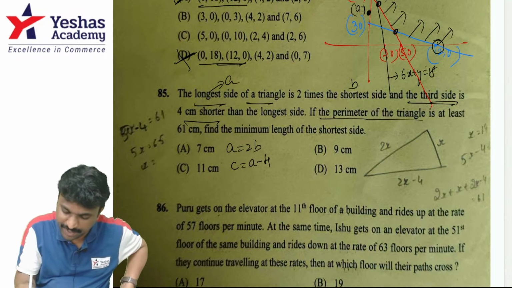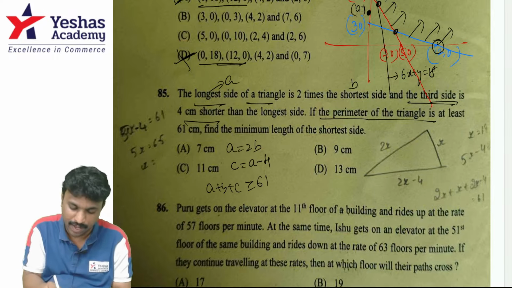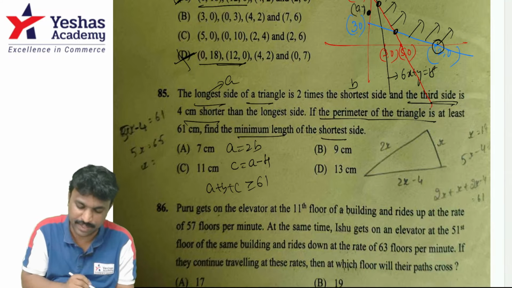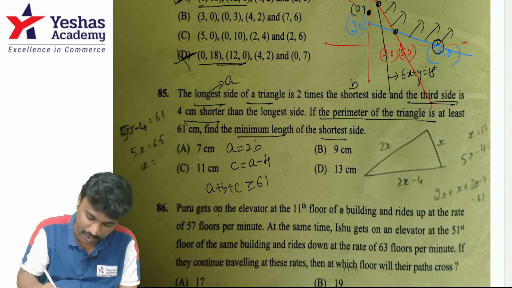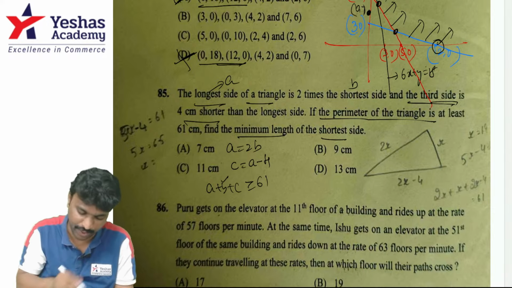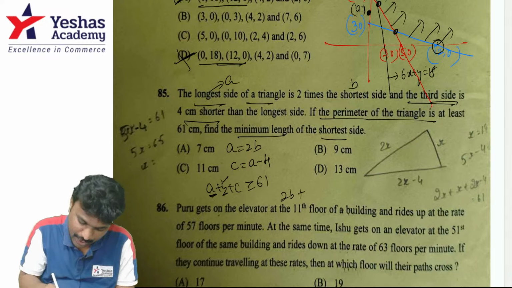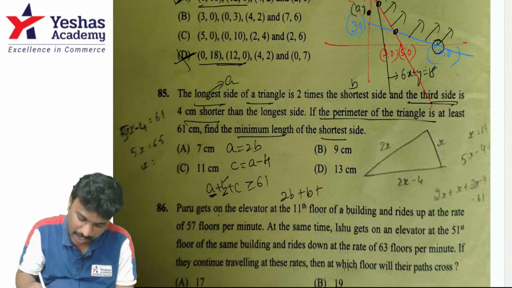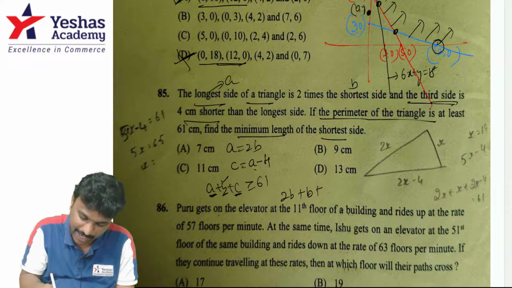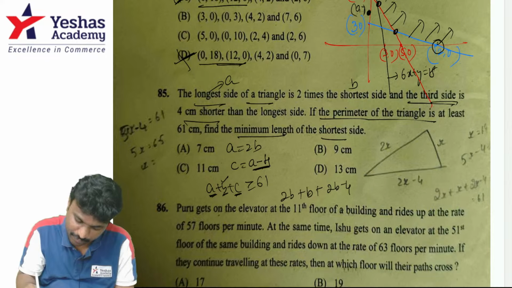If the perimeter of the triangle is at least 61, that means A plus B plus C is greater than or equal to 61. We need the minimum length of the shortest side. The shortest side here is B, so we have to express everything in terms of B only. A is 2B. B will remain B. C is A minus 4, but A is 2B, so it's 2B minus 4.